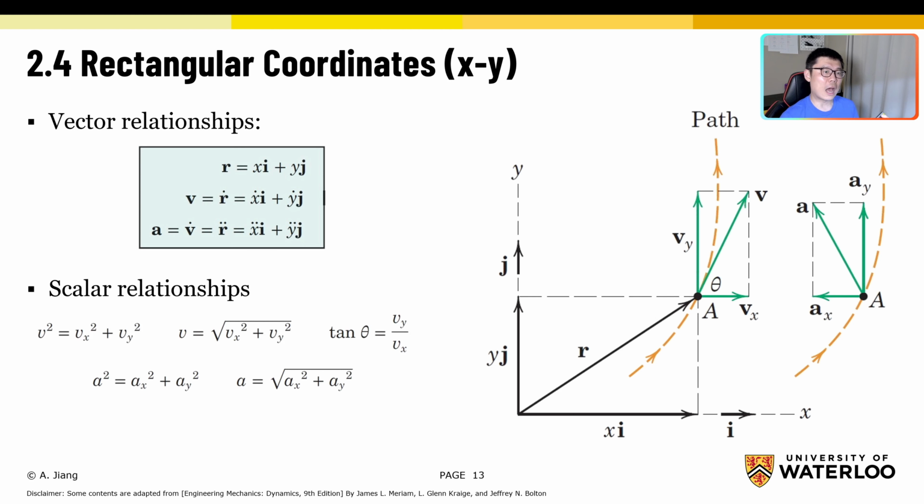Therefore, all of the variables we know can be expressed in vector form as shown here, either for displacement, for velocity, or for acceleration. Those scalar equations we learned can still be used here, but just remind yourself constantly about what types of variables you're using. Are you dealing with vectors? Are you dealing with scalars? Just be careful.